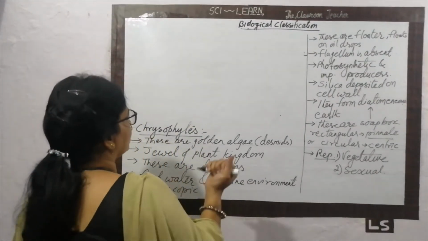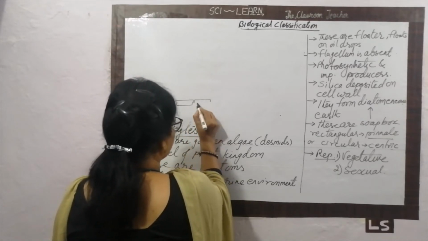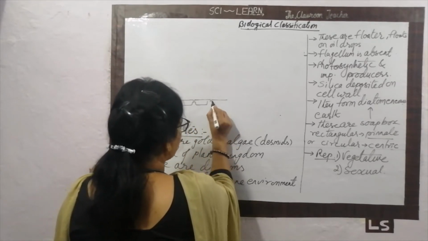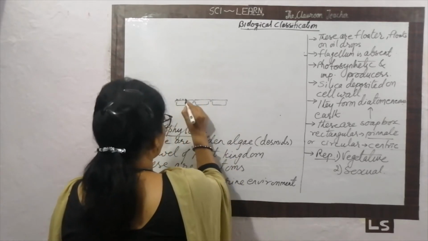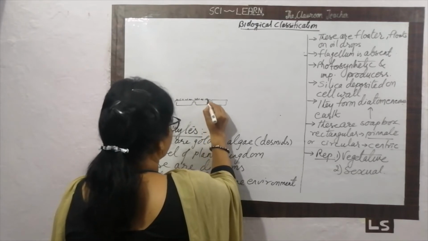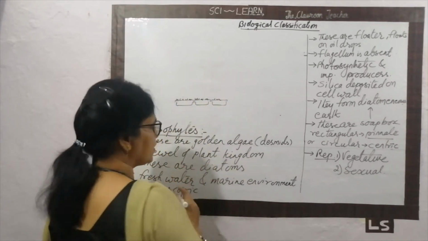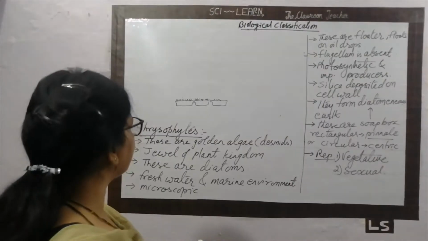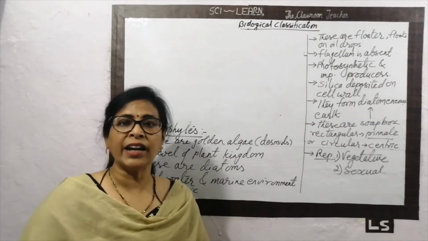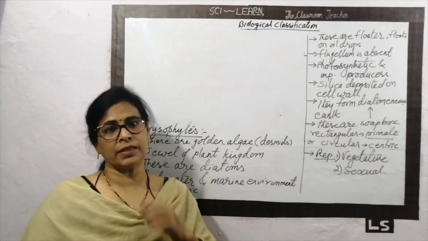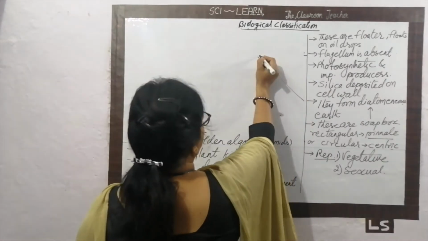As I told you, this is one diatom, this is another diatom, this is another diatom. In this way, they are arranged and silica is deposited in that outer cell wall. Again, one layer is there, then again one layer. In this way, the various layers of diatoms are formed, and the various layers of diatoms are called diatomaceous earth.